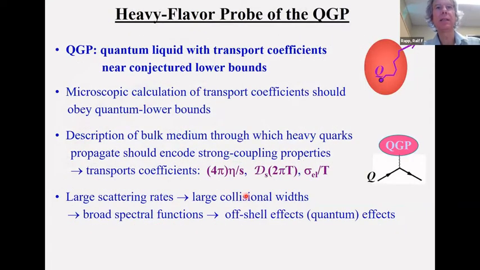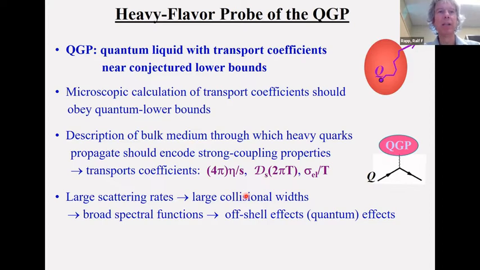Let me follow that up a little more along those lines. Now, I think by now we would all agree that the QGP, at least for not too large temperatures, is a strongly coupled quantum liquid with transport coefficients which are actually not far from the conjectured lower bounds. Now, if that is true, and if you want to really understand the microscopic interactions that are going on there, our calculations of the transport coefficients should, in principle or ideally, be sensitive to or even obey those quantum lower bounds.